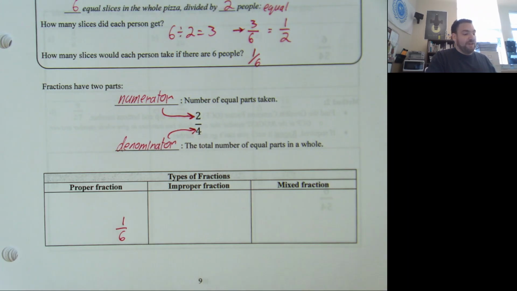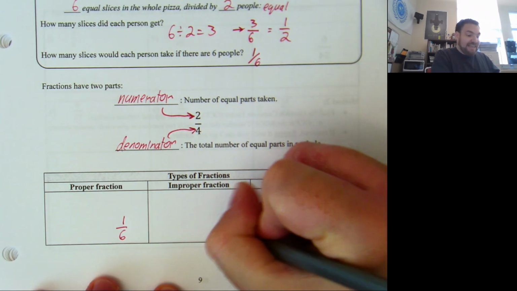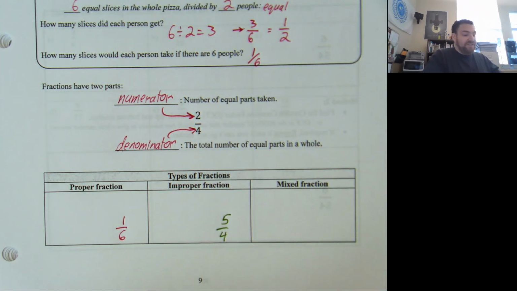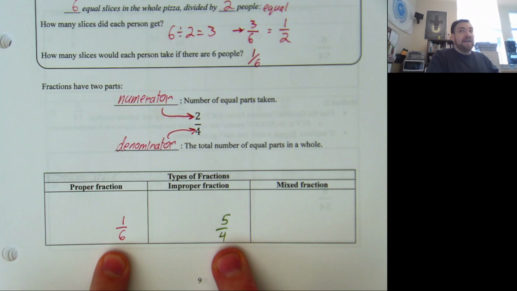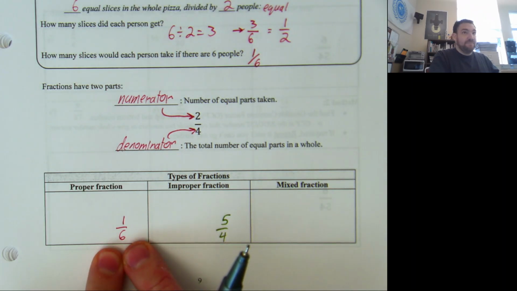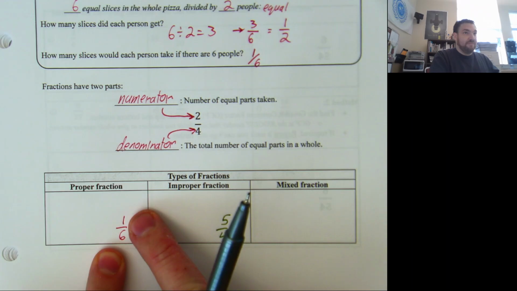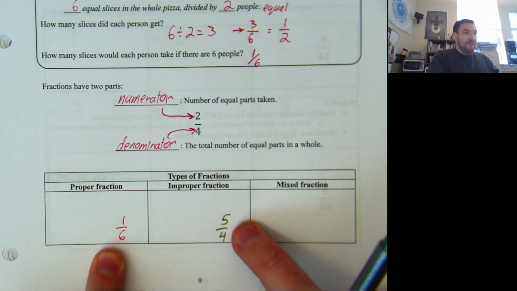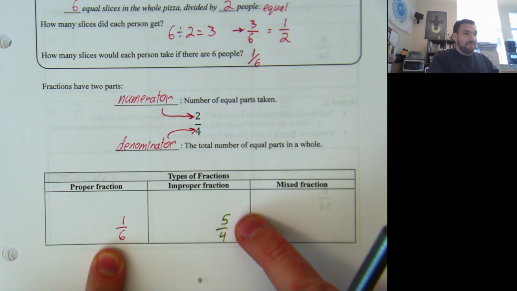Okay, before I give you a definition, maybe you can tell me what an improper fraction is. Garrett. Something like 5/4. That is, in fact, improper. What is the difference between these 2 kinds of fractions? Garrett. The proper fractions, the numerator is always less than the denominator. And in an improper fraction? The numerator is more than the denominator. Perfect.